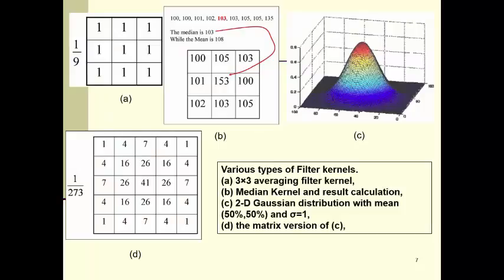Here we have some examples of the kernels that we use. In part A, this is the 3 by 3 averaging filter kernel. It's 1, 1, 1, 1, 1, 1, 1, 1, 1, nine ones, and all of these are to be divided by 9. So how can I get the smoothing? How can I get the average here?